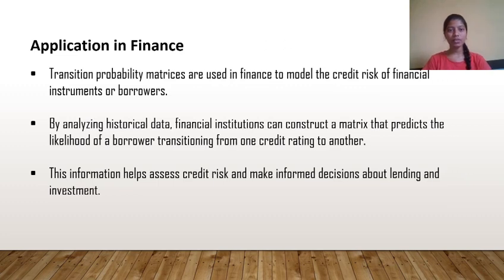So, the applications in finance: how is the transition probability matrix used in finance? Transition probability matrices are used in finance to model the credit risk of financial instruments or borrowers. By analyzing historical data, financial institutions can construct a matrix that predicts the likelihood of a borrower transitioning from one credit rating to another. This information helps assess credit risk and make informed decisions about lending and investment.